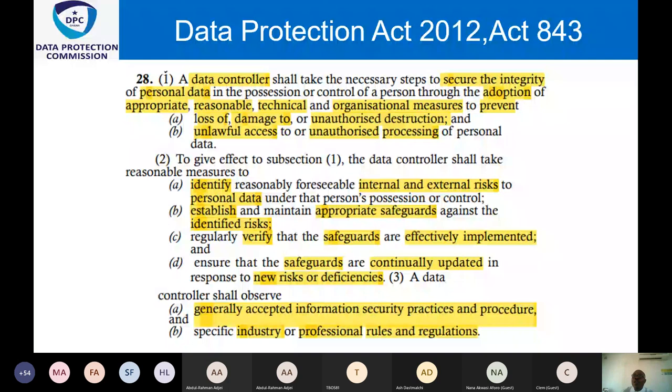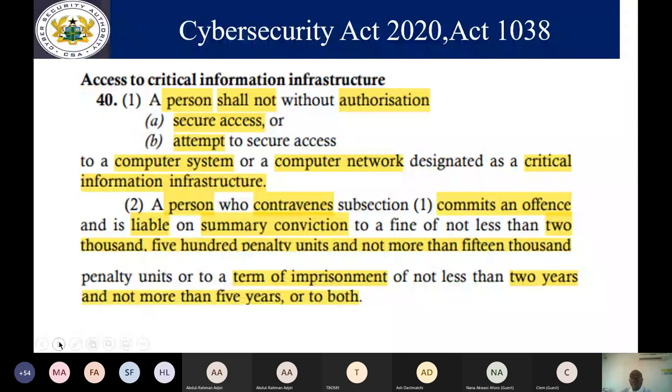Now, I'm also going to talk about what the Cybersecurity Act says about hacking. The Cybersecurity Act says under Section 40 that a person shall not, without authorization, secure access or attempt to secure access to any network infrastructure. If you recall, in one of my earlier slides, I indicated that hackers undertake two main activities. They undertake activities that can be described as ethical, and they undertake activities that can be described as unethical. So the Cybersecurity Act is giving effect to that understanding, to the effect that a person shall not, without authorization. So what it means is that if you are a certified ethical hacker, you can help your institution to identify its vulnerabilities by gaining authorization or ensuring that it is approved.